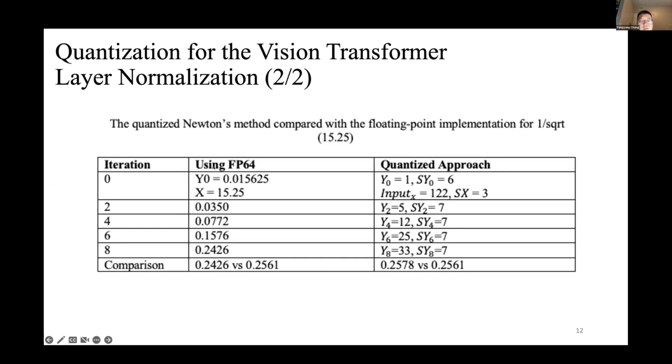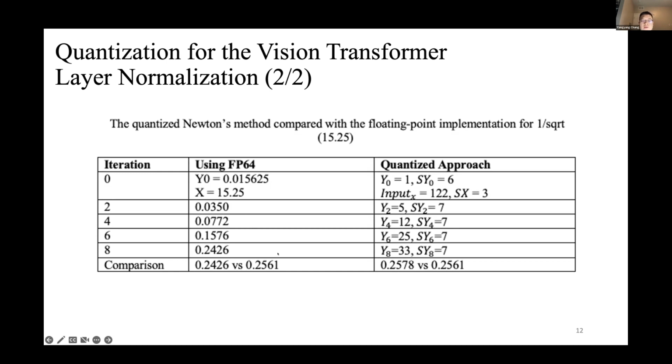Okay, here I give you one test on the inverse square root of 15.25. If we use Newton's method with floating point 64, our initial value is 0.01565. But for the quantized approach, we have integer 1 and the scale value is 6. And then we do the same thing. You can see here the input is 15.25, and our input integer is 122 and the scale is 3. If you do the math, it will be the same value. As you can see, we only do 8 iterations.